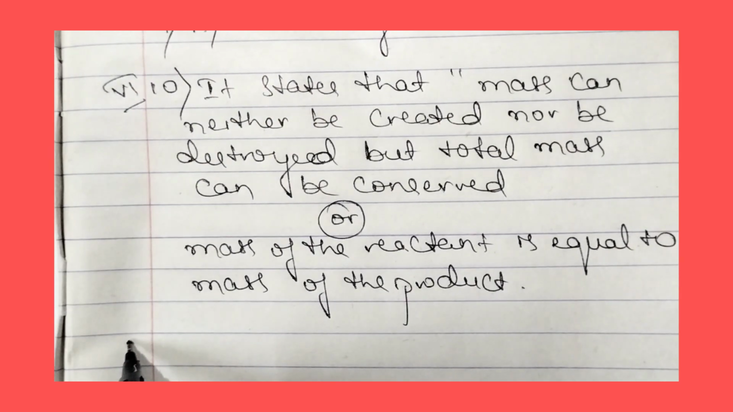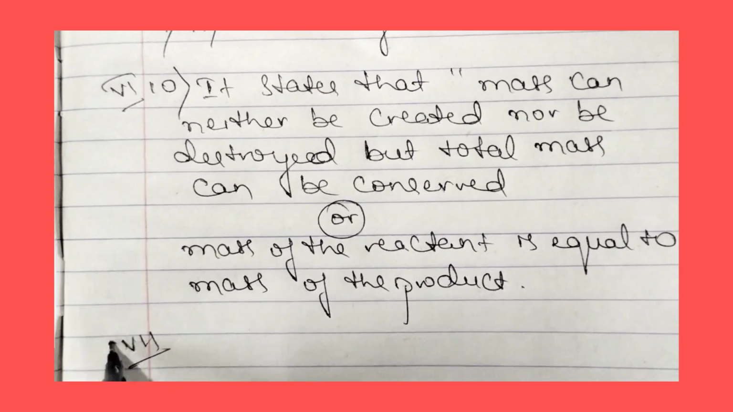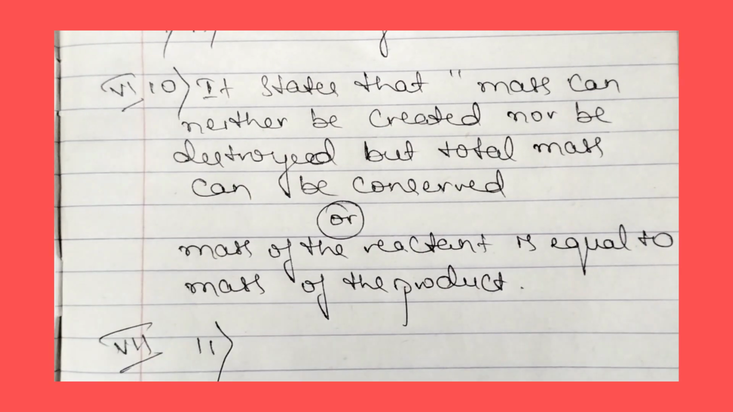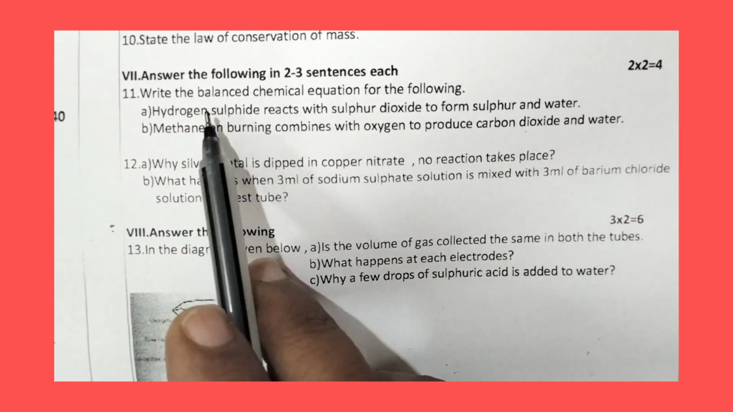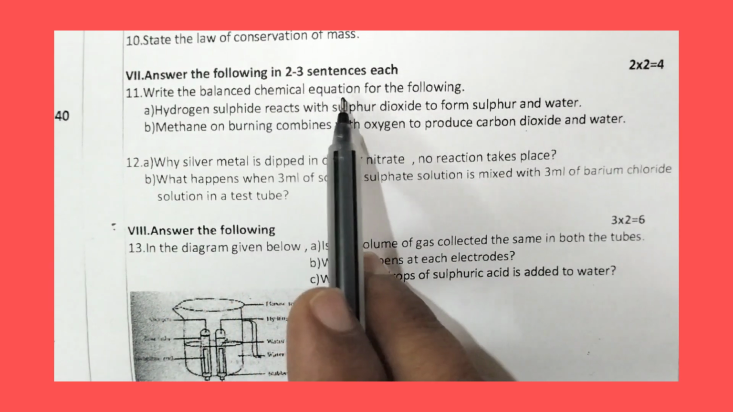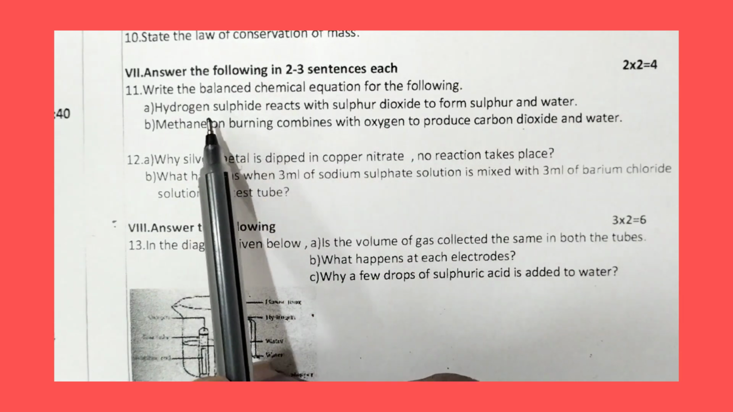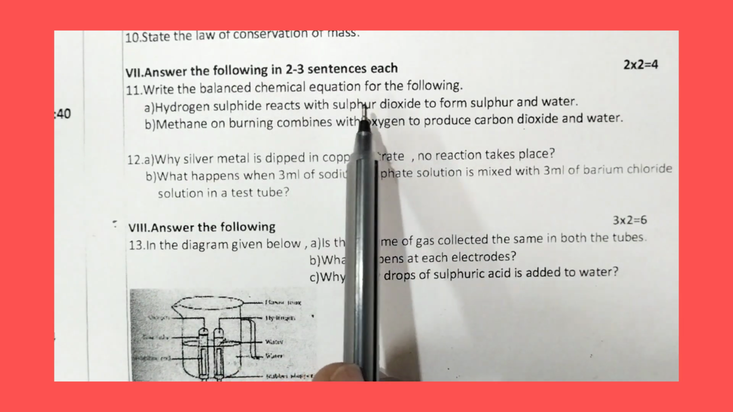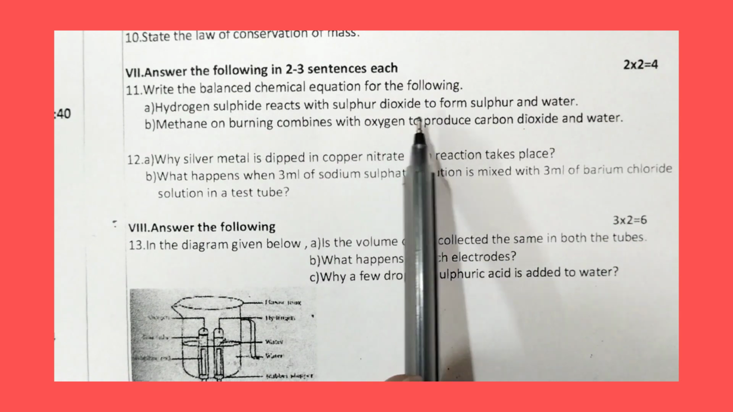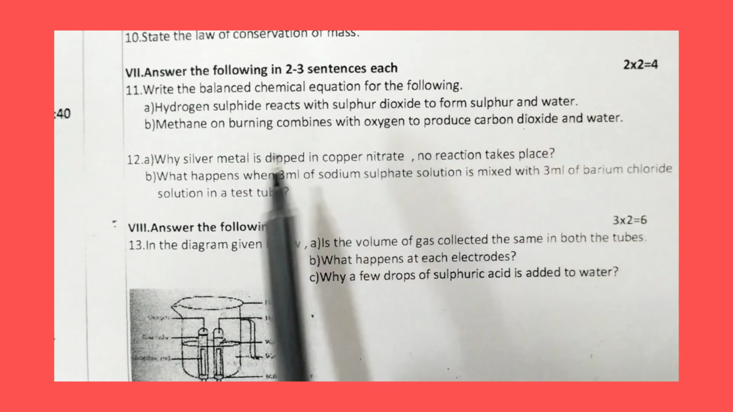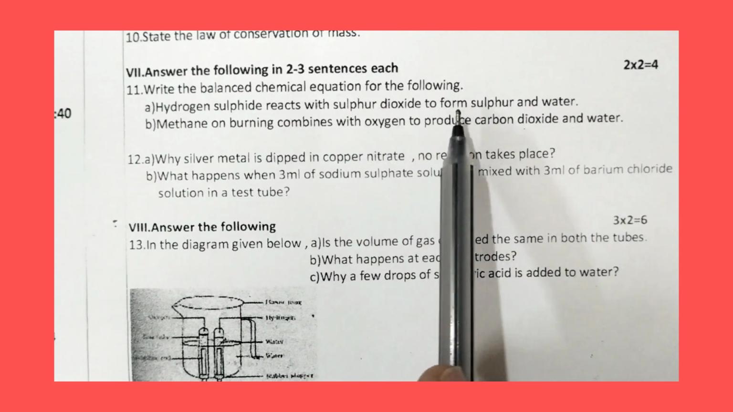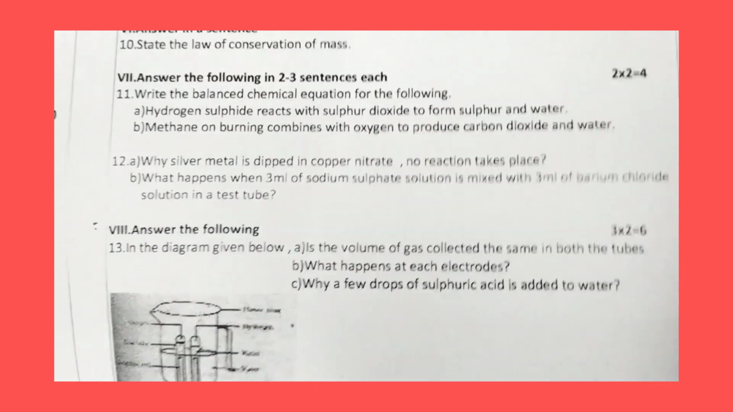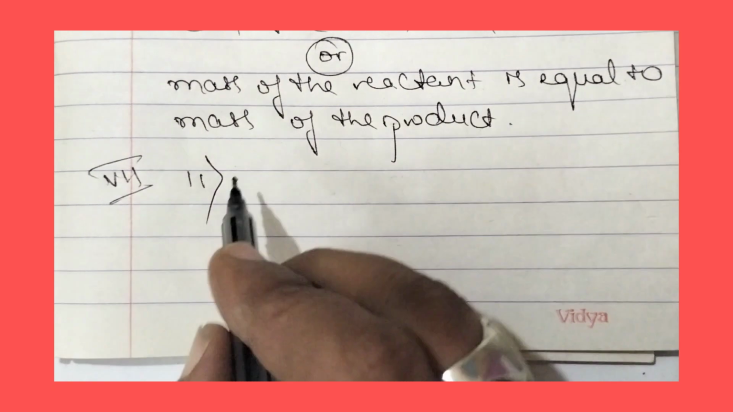So now let us move to the next question, that is the 11th question. So let us see what that 11th question is. So they have given, write the balanced chemical equation for the following. Hydrogen sulfide reacts with sulfur dioxide to form sulfur and water. So let us write the balanced equation.